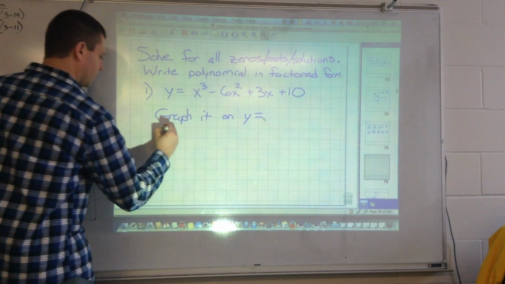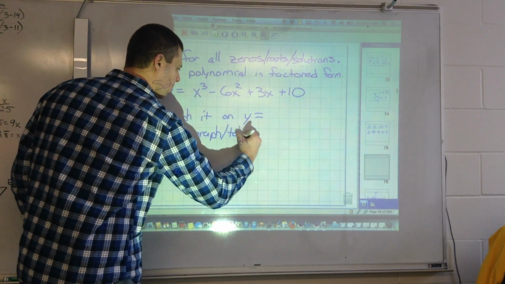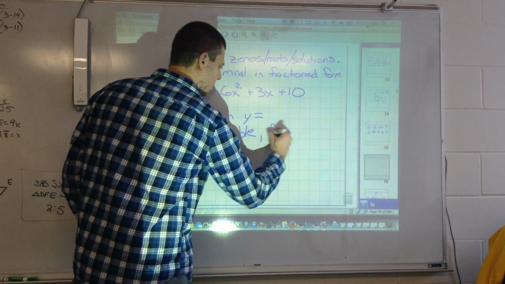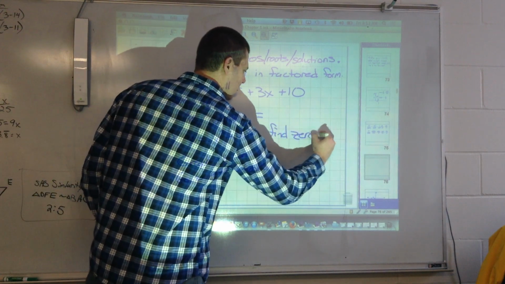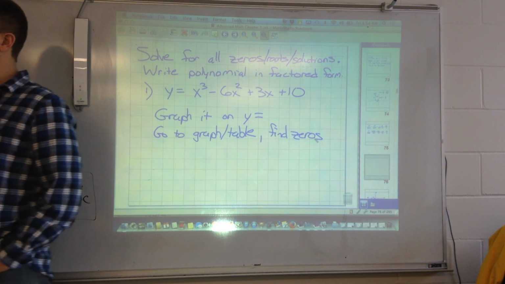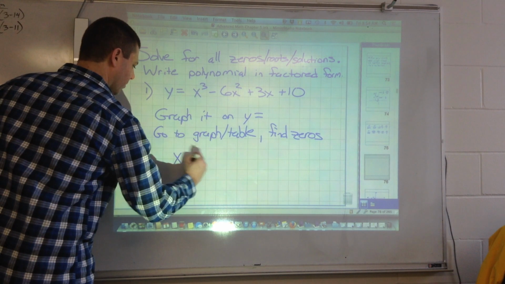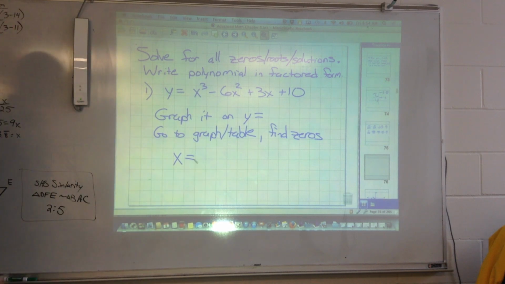Graph it on y equals. Go to graph. It's going to be negative 1, 2, 5. Table. I got it. Find the zeros. How do I change what the table's counting by? Go to table setup. It's above window. Tell the table to start at 0 and count by 1s or whatever you want it to do. Jack, you said you found them? Yeah. How many did you find? 3. Oh, sweet. Okay. What are they? Negative 1.